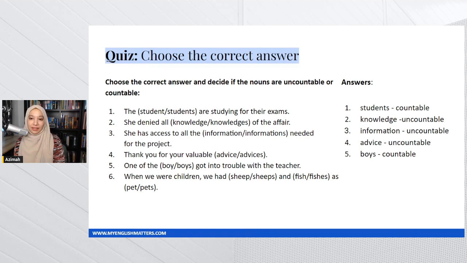And number 6, we have learned this already. Sheep and fish, singular or plural, no S. But for pets, we talk about lots of, many pets. So we put S for pets.